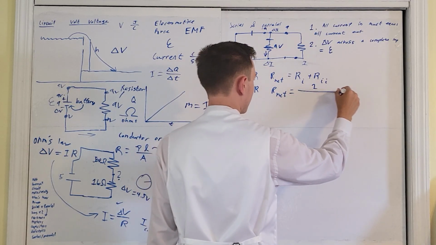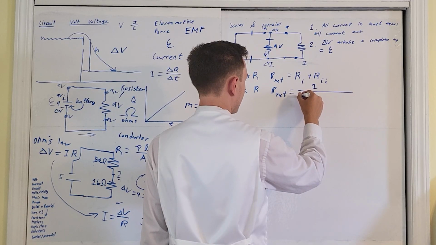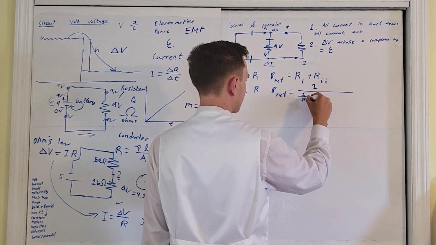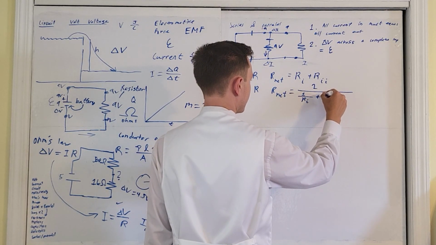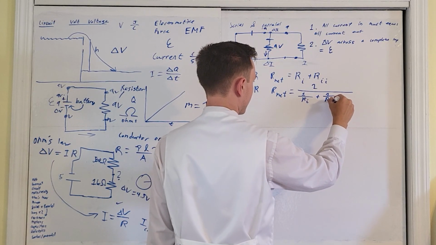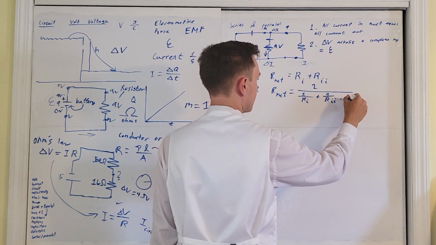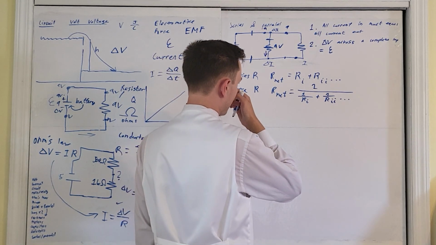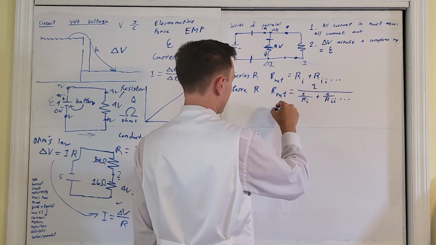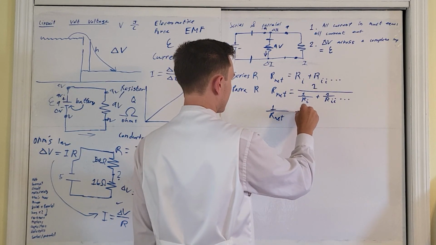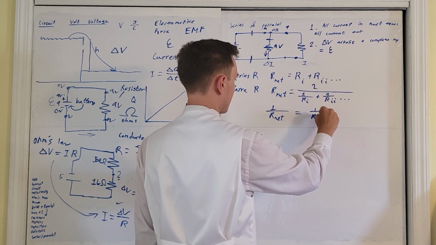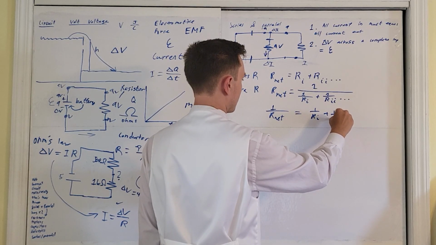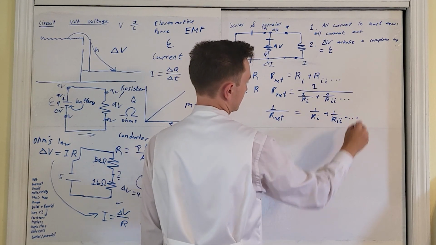1 over the resistors added as such, okay? Which can also be rewritten as 1 over the net resistance equals 1 over R1 plus 1 over R2, etc., etc.